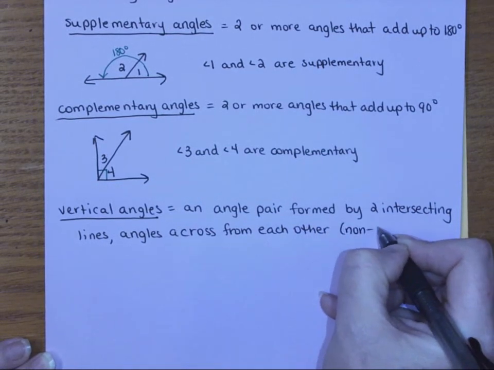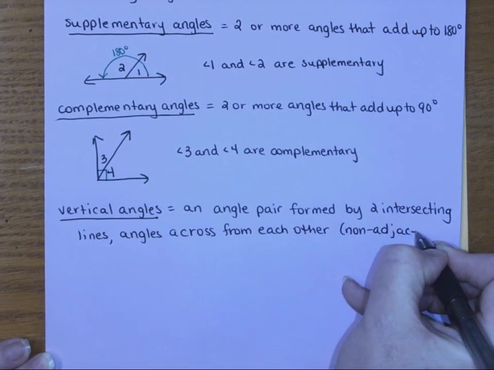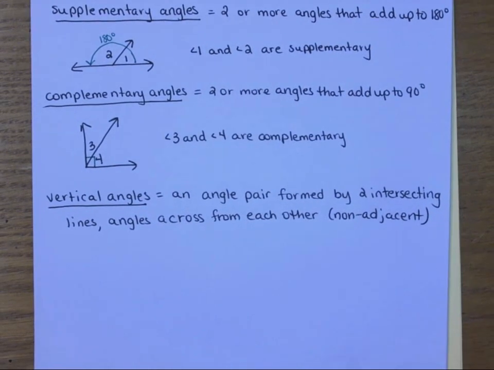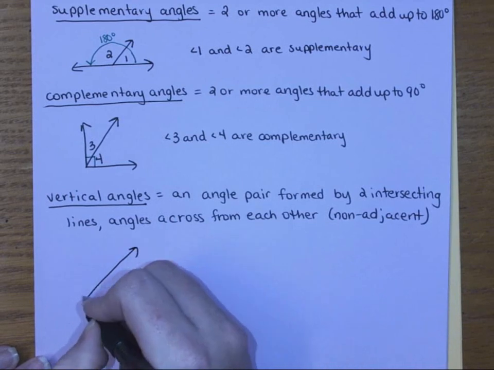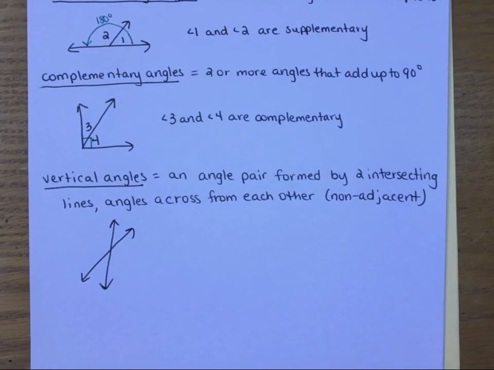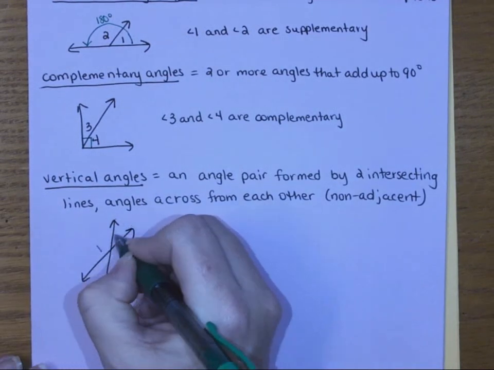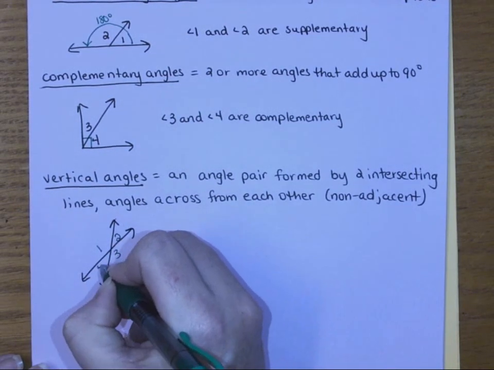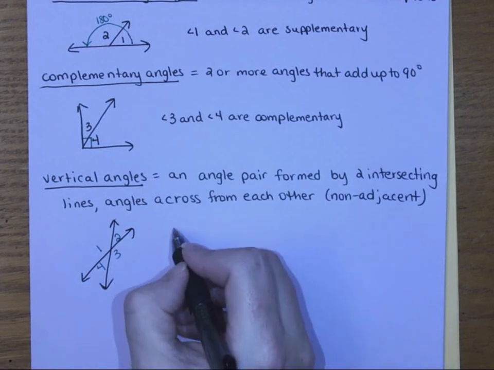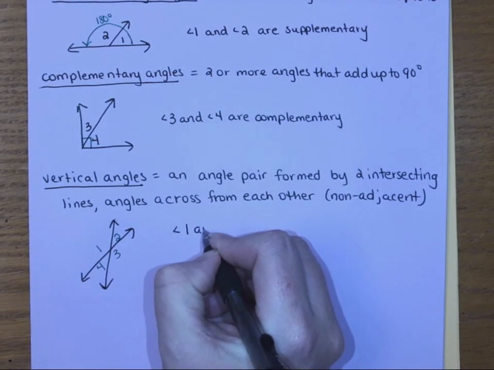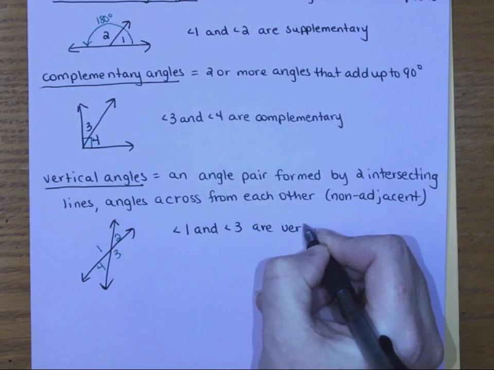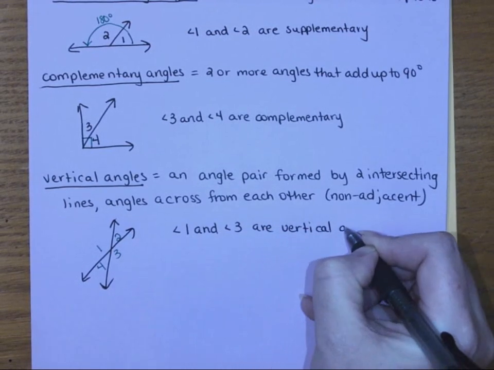In a lot of text and websites, you'll see them called non-adjacent angles. Adjacent means next to, so they are not next to each other. And they're formed with any kind of intersecting lines. Okay, so if we numbered these angles 1, 2, 3, and 4, you just need to pick out the ones that are across from each other. So notice angles 1 and 3 are vertical to each other. And also 2 and 4.